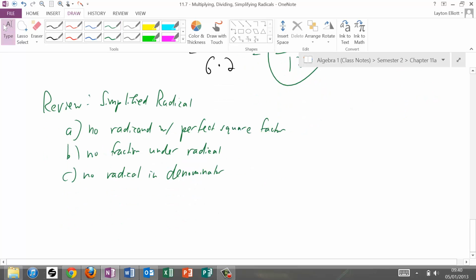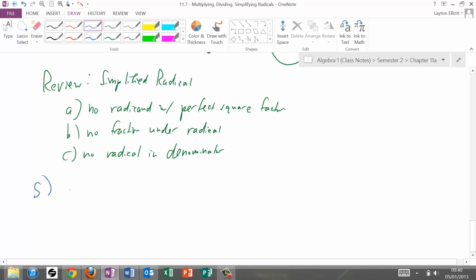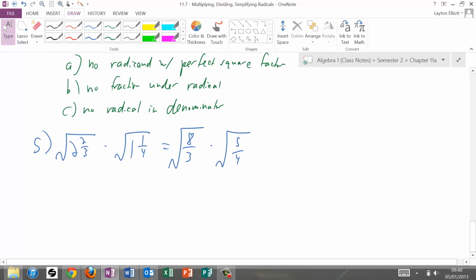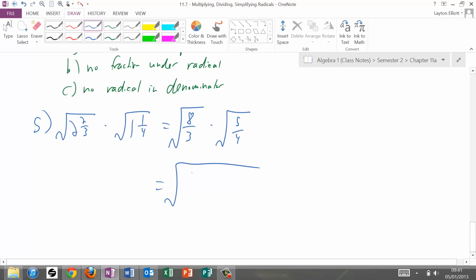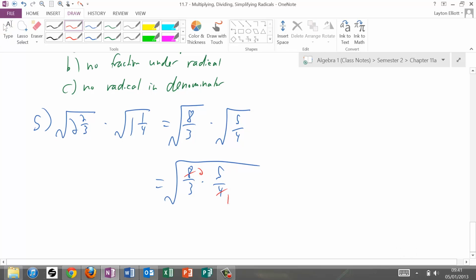So let's practice that again. This next one, number 5: the square root of 2 and 2/3 times the square root of 1 and 1/4. I know we don't like mixed numbers, so let's convert them to improper fractions. 2 and 2/3 is 8/3, and 1 and 1/4 is 5/4. Let's combine those into one radical and make it 8/3 times 5/4. Do a little bit of canceling: 8 and 4 become 2 and 1. I end up with the square root of 10 over 3.